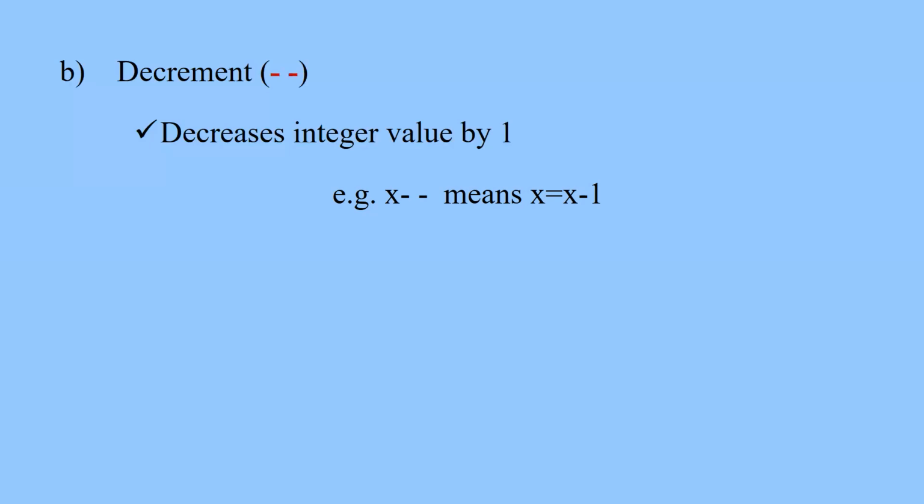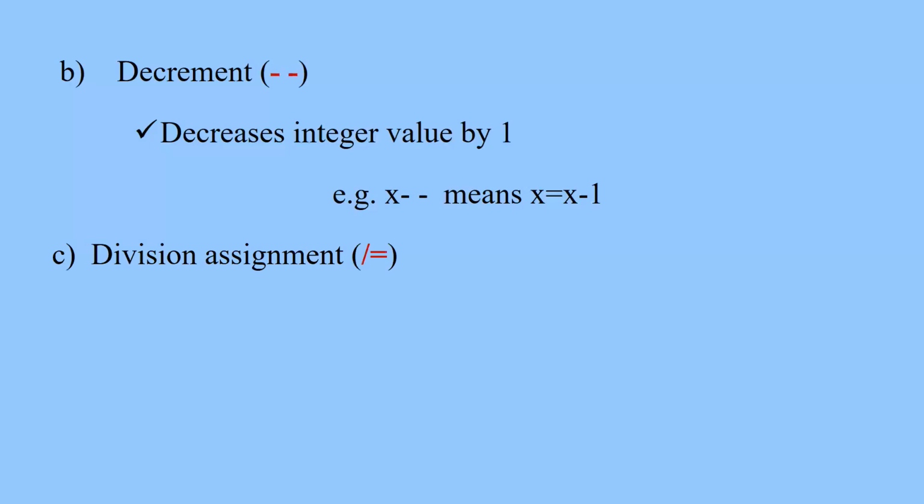Ordinarily, in mathematics, we write it as x equals x minus 1. But in programming, we say subtract the value 1 from the memory location called x, and the result you get, assign it back to the memory location called x. So simply it means that you subtract 1 from the content of the memory location called x, and assign the result back to the memory location called x.